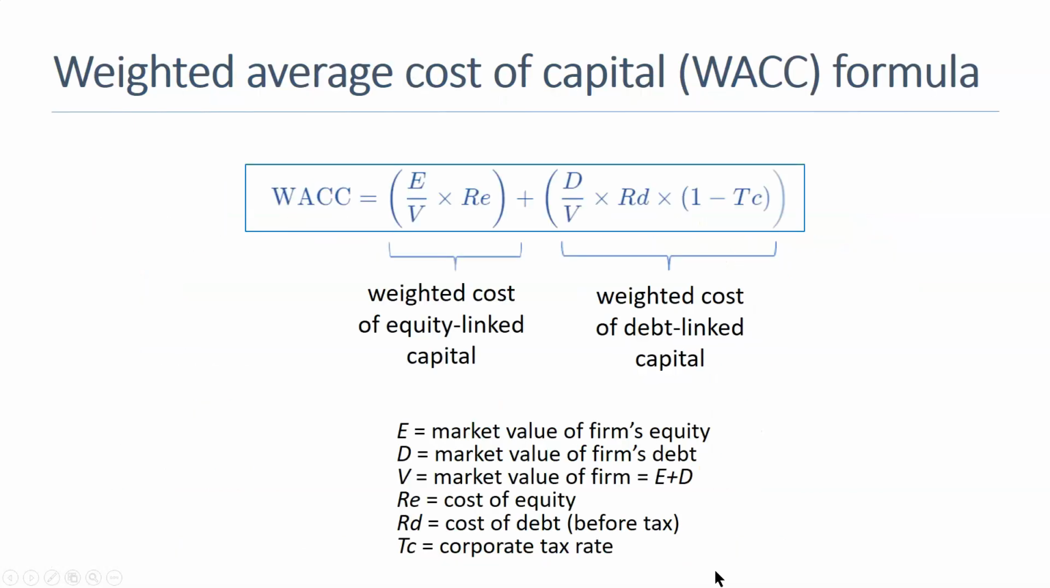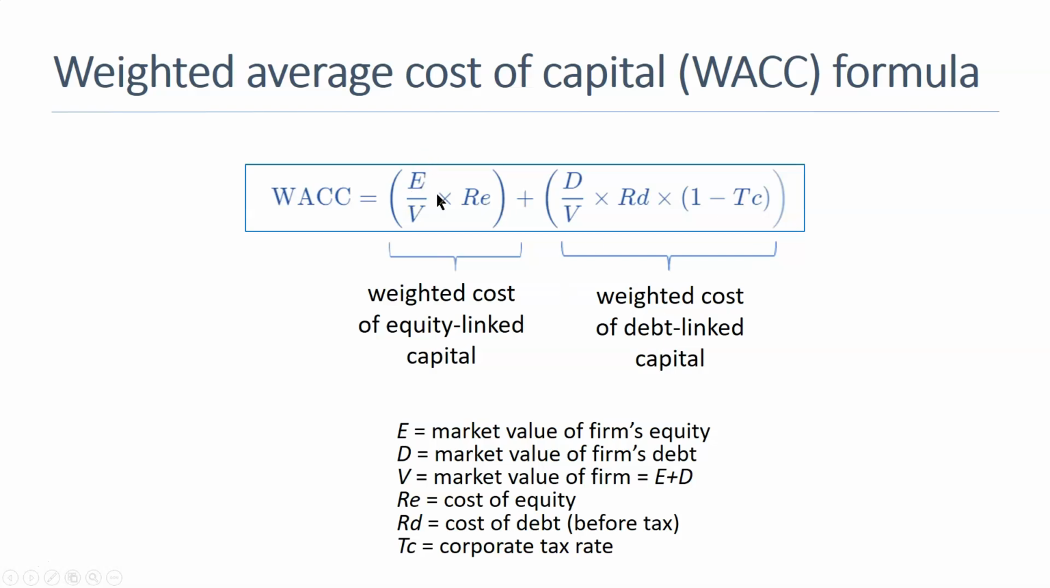So the general formula for the weighted average cost of capital, or WACC, looks like this. So let's have a look at what it shows. The weighted average cost of capital shows the weighted cost of equity-linked capital plus the weighted cost of debt-linked capital.